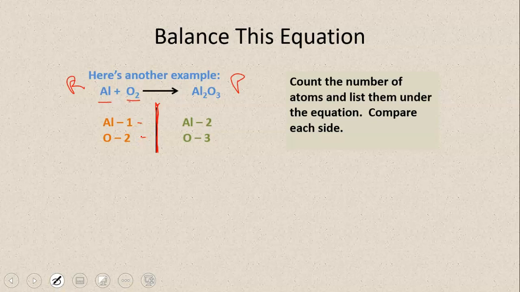Okay. On the product side we have 2 aluminum. We have Al2 and we have O3, or 3 oxygens. This is not balanced.